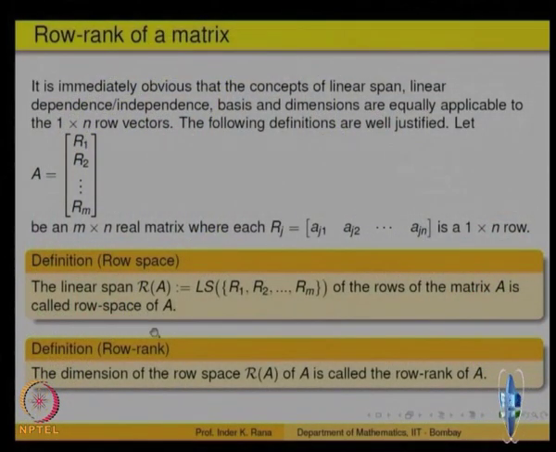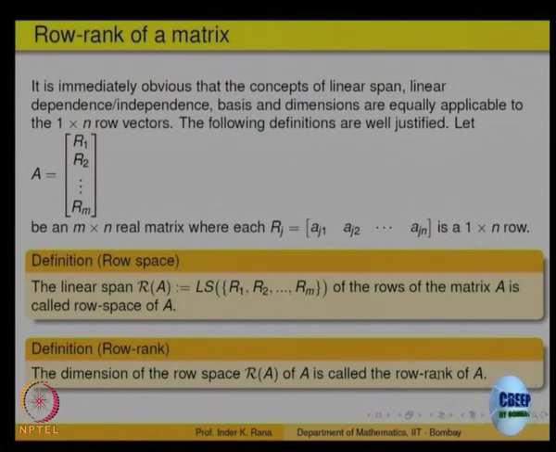So, if we generate a subspace, that will be a subspace of R n. The row vectors generate a subspace that is called the row space of A. That vector space has got a dimension, right? That dimension is called the row rank of the matrix A. So, what is the rank?